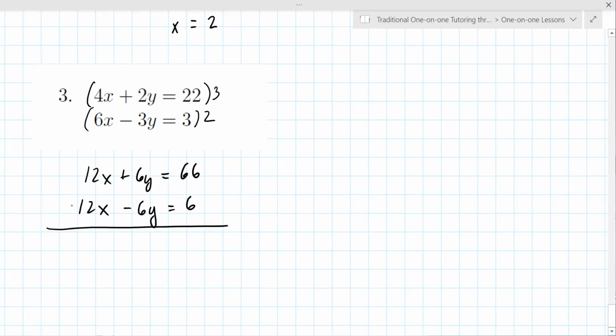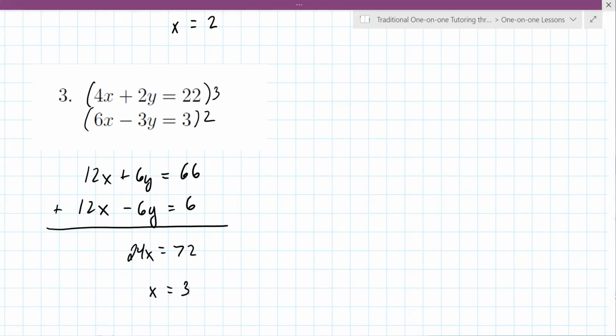And keep going here. So you're going to add them up. You get 24x equals 72, and then x equals 3. And then y equals 5. Y equals 5. So that would be 18 minus that. Yep. Y equals 5. Very good.